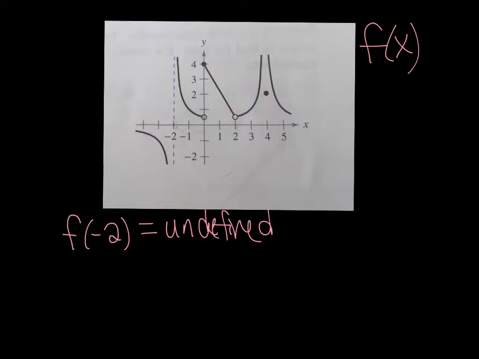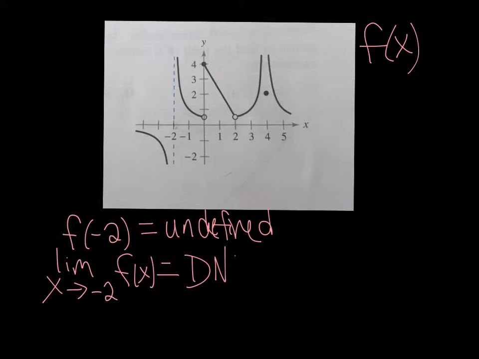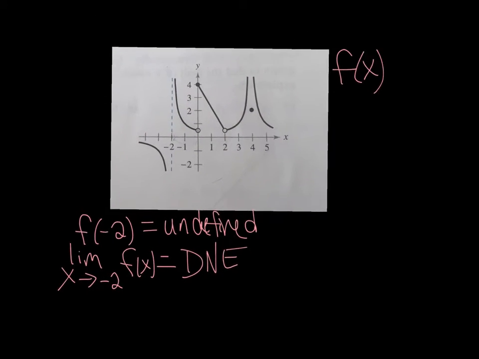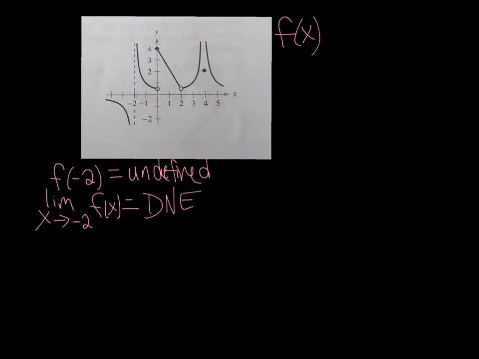I could also ask, what is the limit as x goes to negative 2 of f of x? And then we're not looking at what happens at negative 2, but what happens near negative 2. And near negative 2, on the left side, the graph is shooting down to negative infinity, and on the right side, it's shooting up to positive infinity. It's not even going in the same direction, so we say that this limit does not exist. That's what's going on at negative 2.